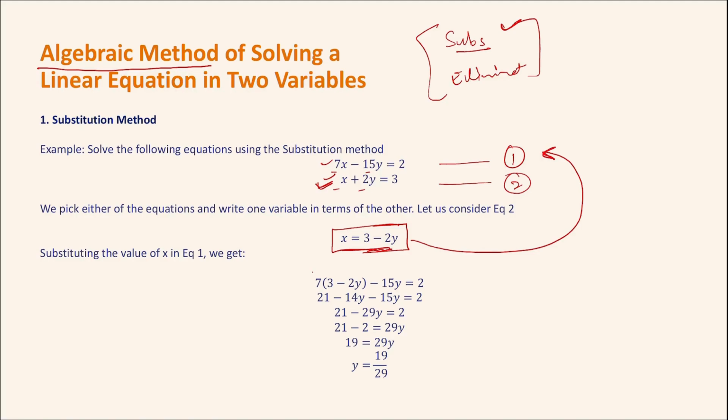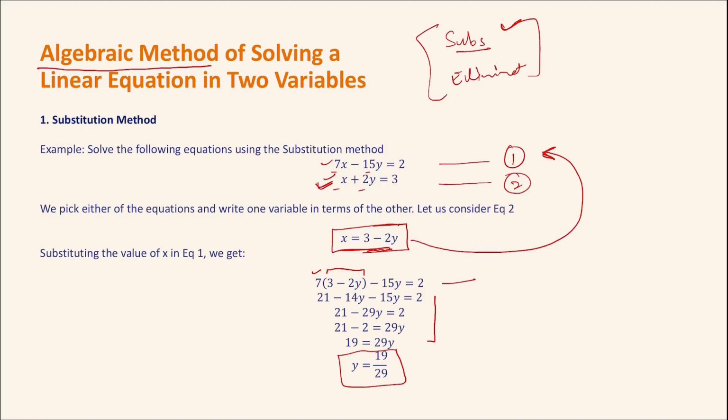So we do 7, it used to be x in the equation, now it is 3 minus 2y, minus 15y is equal to 2. Now this becomes a linear equation in one variable, which is very easy to solve, right? Then after solving this, we get y is equal to 19 upon 29, right?